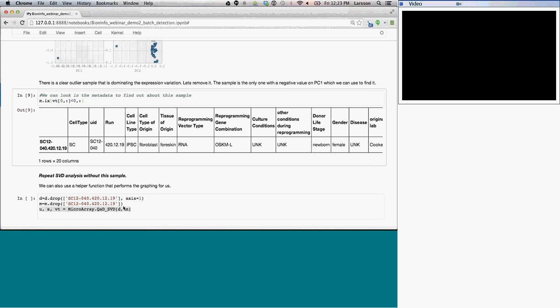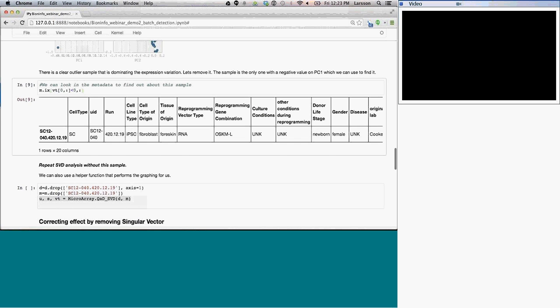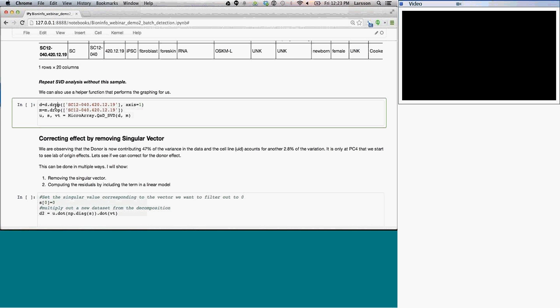So as we move forward, we're actually going to remove this sample. I'm just going to say, take the data that I have, drop the sample, store that, drop the sample from the metadata as well, and then perform a new singular value decomposition. So this is basically where it detected an outlier.